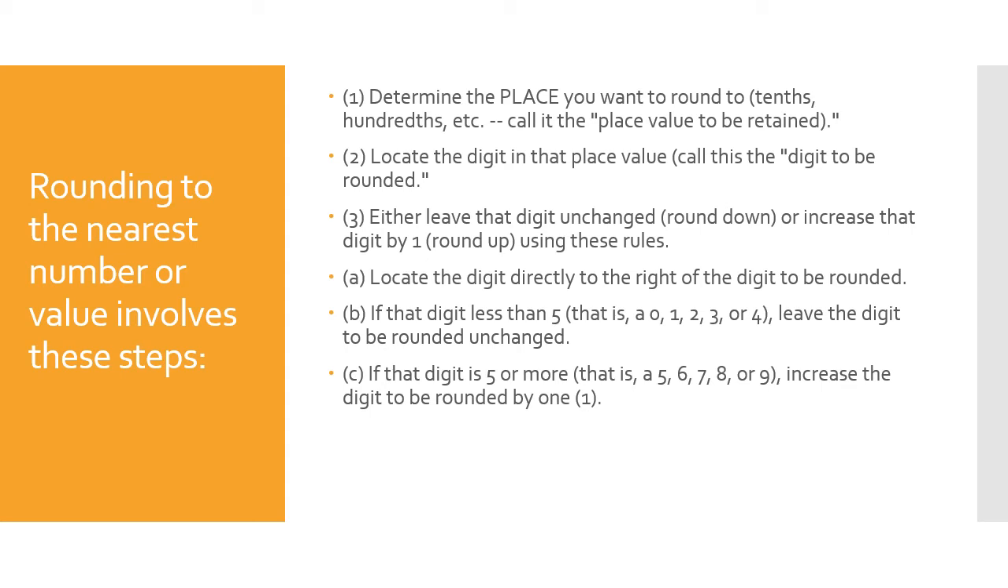Okay, so you're going to find your number, the digit that you're going to round. You're going to locate the digit directly to the right of the digit to be rounded. If that digit is less than 5, a 0, 1, 2, 3, or 4, leave the digit to be rounded unchanged. It doesn't go anywhere. If the digit is 5 or more, that is a 5, 6, 7, 8, or 9, increase the digit to be rounded by 1.